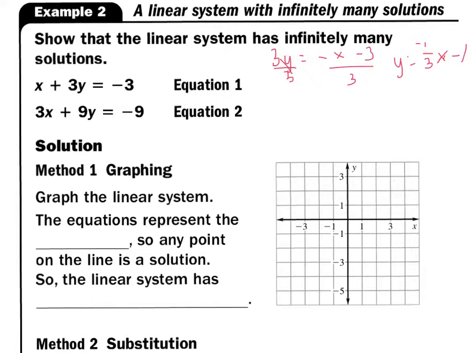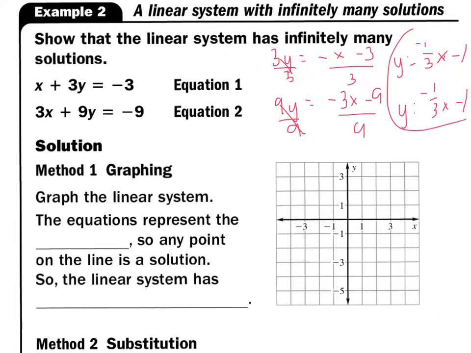And for equation 2, I would have 9y equals negative 3x minus 9. Divide both sides by 9. That will leave me with y equals negative 1/3 x minus 1. If you notice, those are the exact same equations. So when I go to graph them both, they're going to be the exact same line.